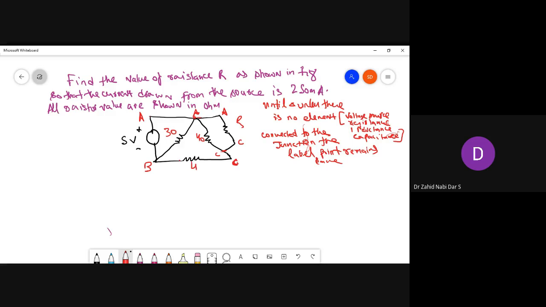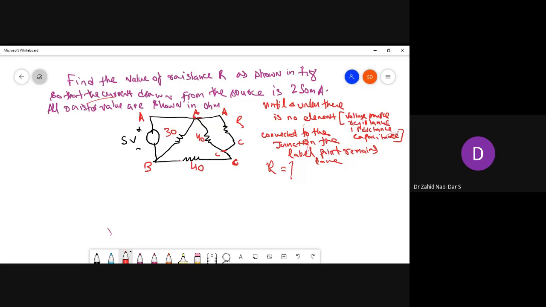Sir, could you please repeat the question? Find the value of resistance R as shown in the figure, so that the current drawn from the source is 250 milliamperes. All resistor values are shown in ohms. So what you have to find is the value of R. Okay, carry ahead.